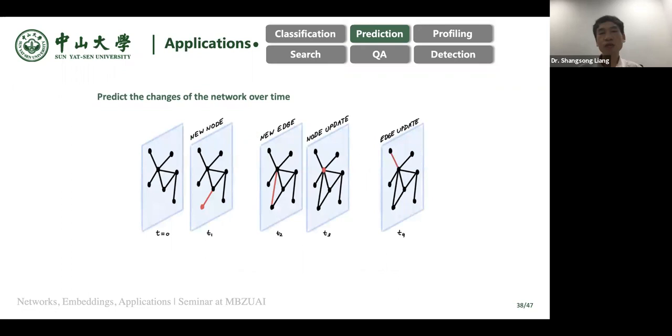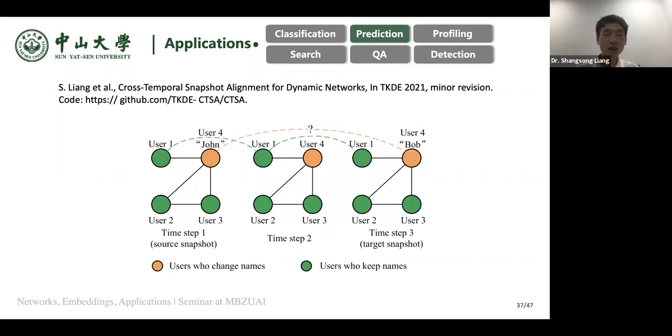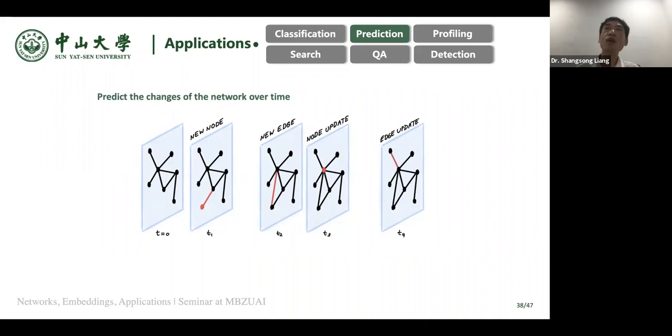And in terms of network prediction applications, just now we showed you our work in TKDE, but we are planning to do a number of applications of the network embedding algorithm. One is to predict how many nodes will be added into the network at a specific time point, and to predict if two nodes will have a link in the future. That is link prediction. And we try to understand how the attributes of the nodes change from time to time.